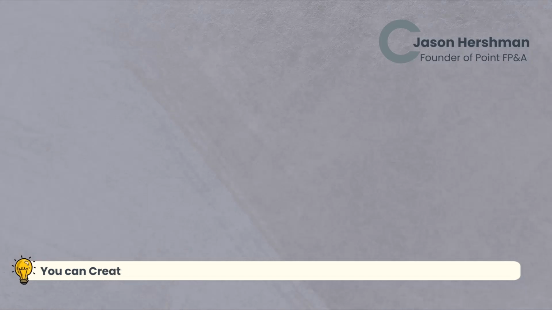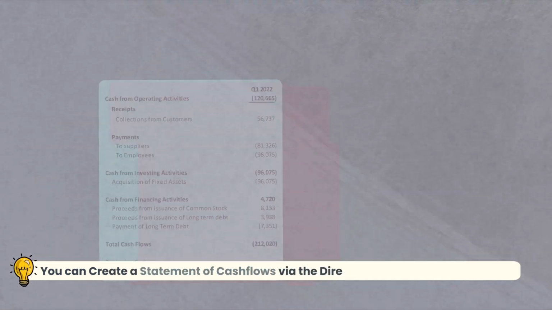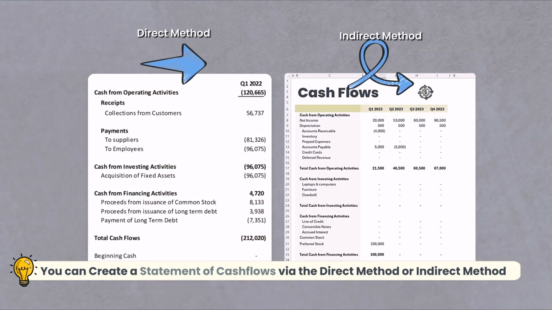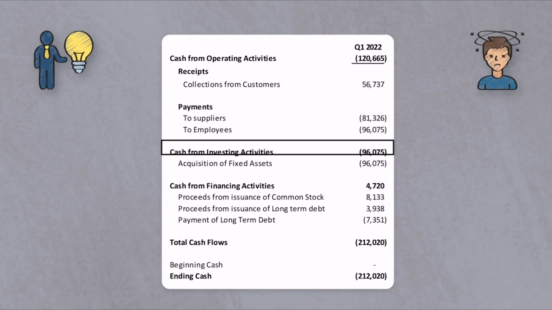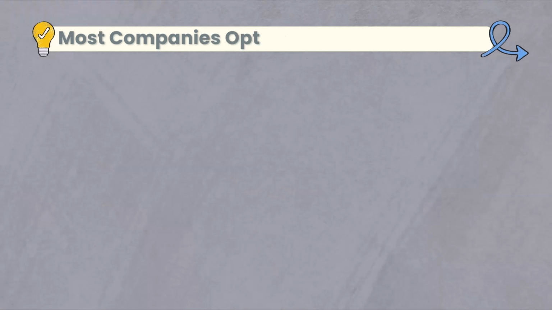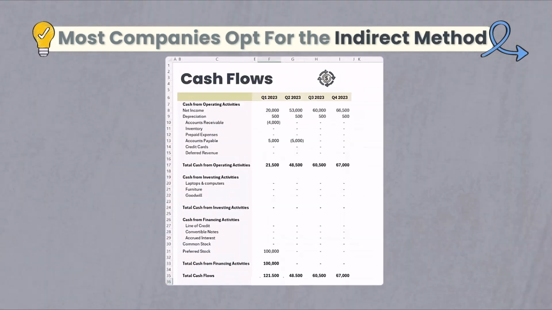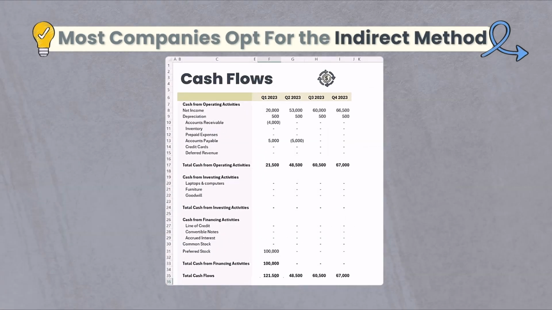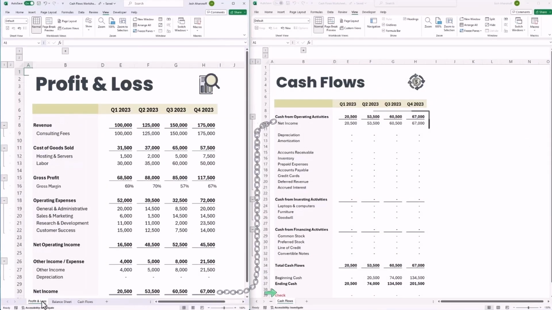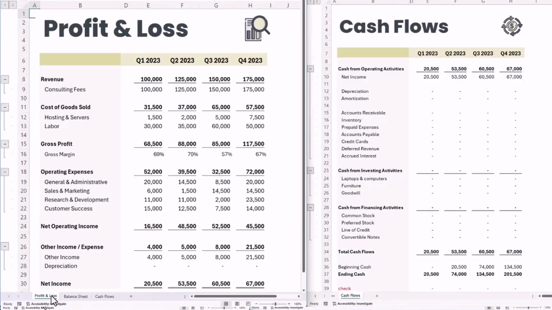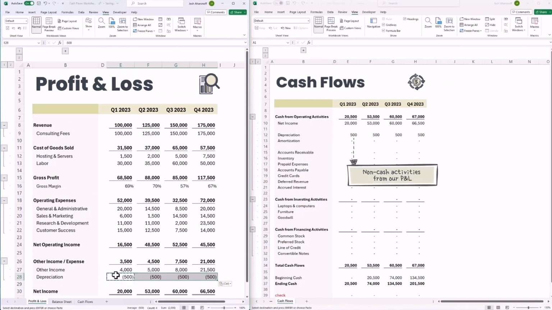You can create a statement of cash flows via the direct method or the indirect method. The direct method is easy to understand, but difficult to actualize. For that reason, most companies opt for the indirect method. To create a statement of cash flows under the indirect method, start with pulling in your net income from your P&L and add back your depreciation and amortization expense, since those are non-cash items.